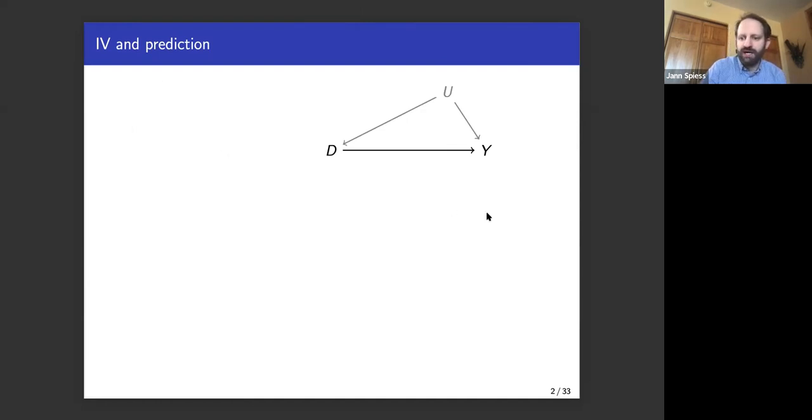And the way we want to overcome that in the talk today is the standard instrumental variables approach of assuming there is some instrument that affects the outcome only through the treatment, but is not also affected by the unobserved confounder. So let me give you a very concrete example.